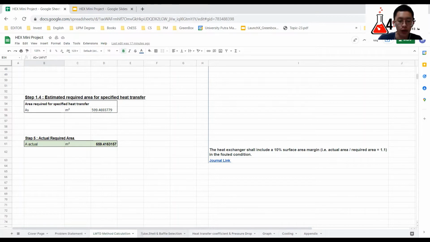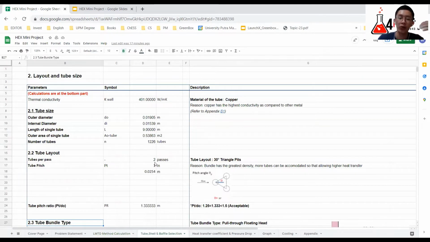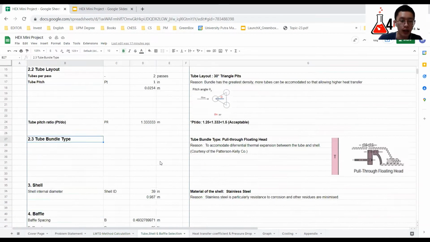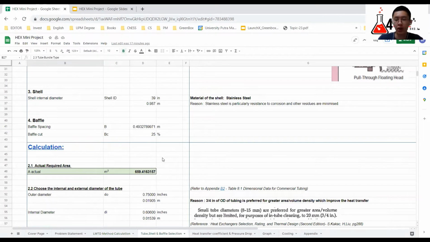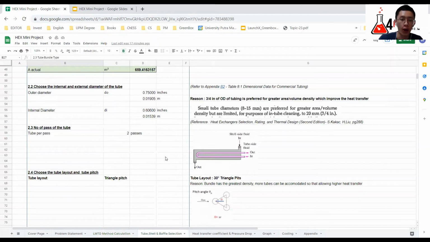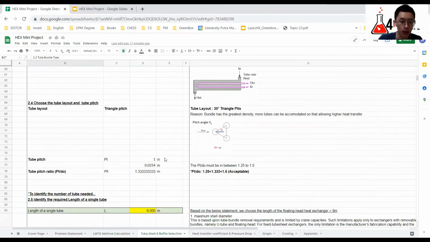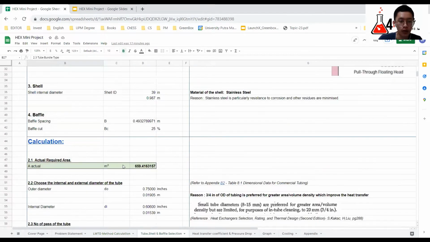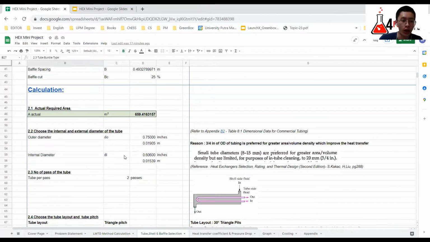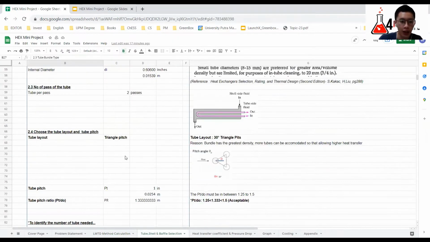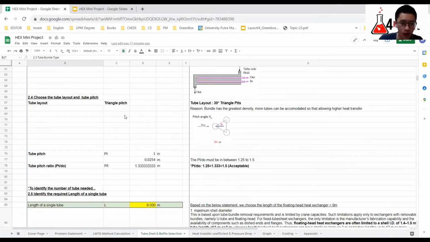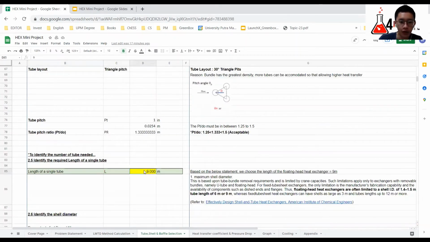Okay, so after we know the required area of our design, then we start to select the tube and shell that is suitable to our context. First thing first, we find out the DO and DI, outer diameter and internal diameter of our tube. Then we identify the triangle pitch, our tube layout. Then here we make an assumption, which is our length of the tube is 9 meters.